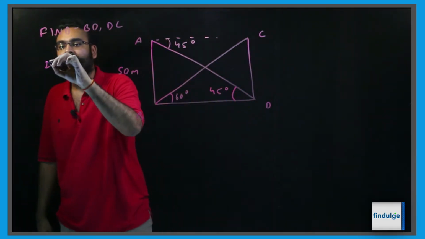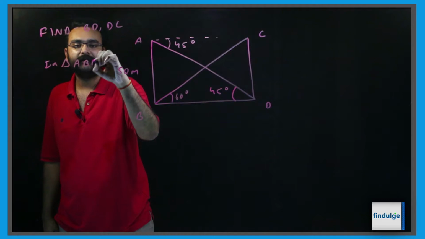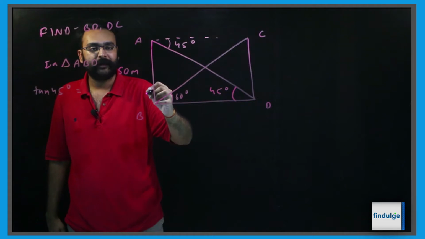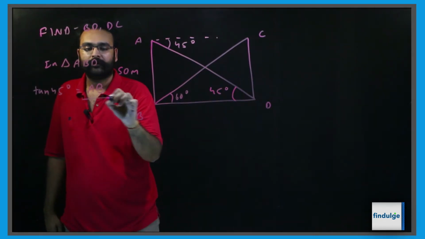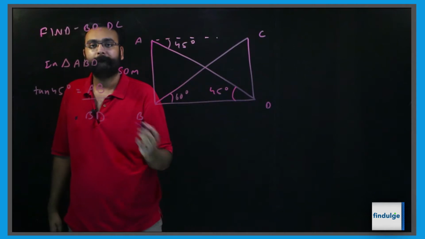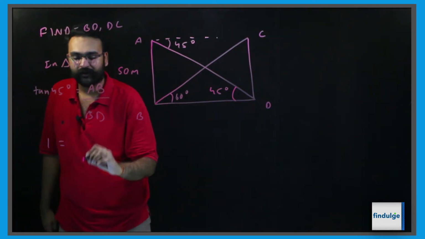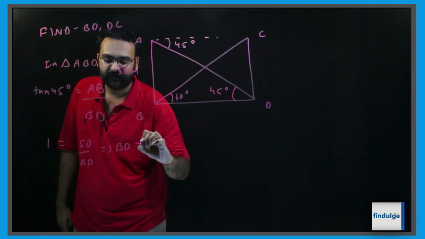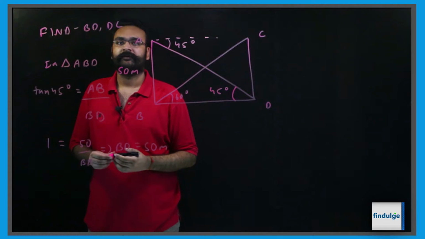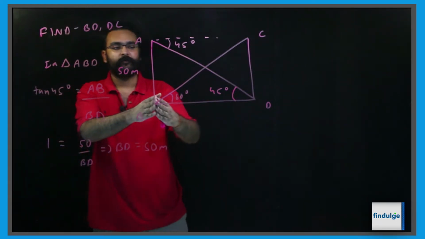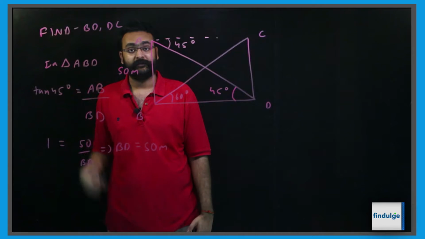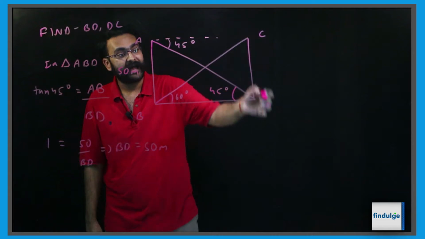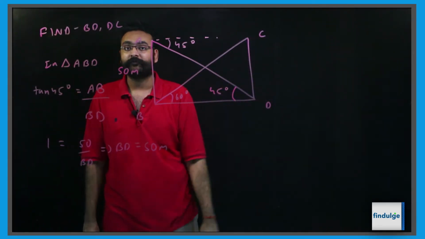So in triangle ABD, tan 45 degrees will be equal to AB perpendicular upon BD base. So again, 1 is equal to 50 upon BD, which means BD is 50 meters. So we have solved the first part of our question. We have obtained the width of the street. Now the benefit of this was, now that I know the width of my street, from triangle CDB, I can find the height of my tower.